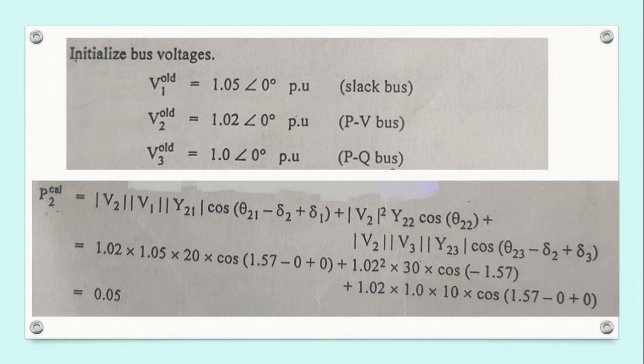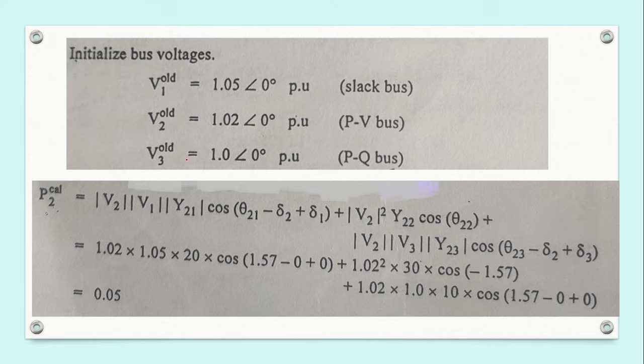Okay. Now we have to initialize the bus voltages. We already have the algorithm for solving problems using the fast decoupled load flow method. After formulating the B dash and B double dash matrices, we have to initialize the bus voltages. So the first bus is a slack bus. Voltage magnitude and angle are already given. The second bus is a PQ bus. Voltage magnitude is given as 1.02 per unit. Angle is not given. We have to initialize the angle as 0 degree. If a voltage angle is not given, we need to initialize it as 0 degrees.